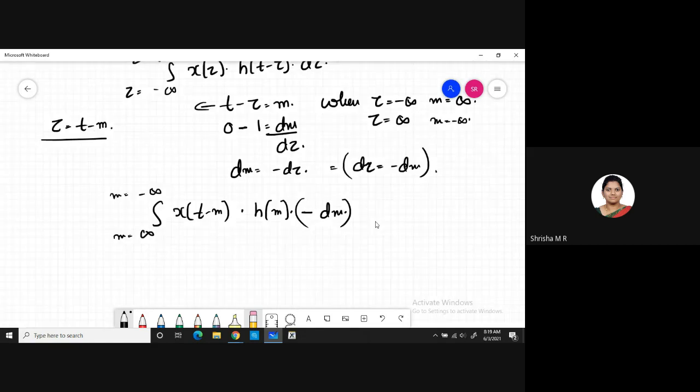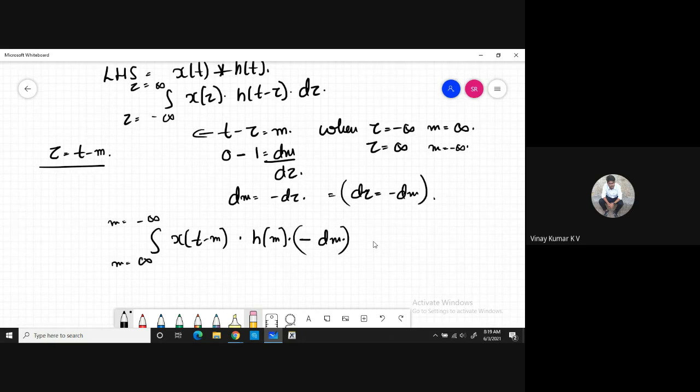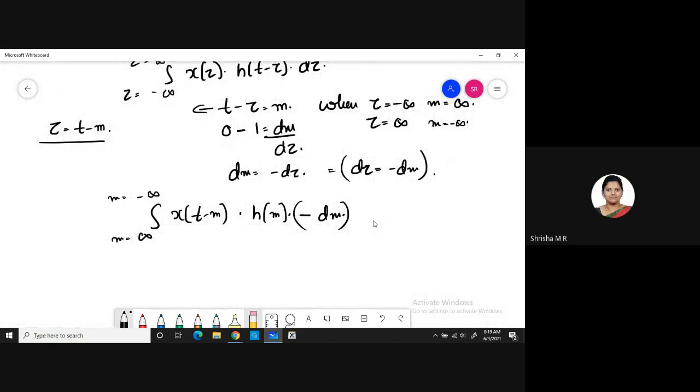Is it clear till here, everyone? Yes, ma'am. Okay. Now I want the limits from minus infinity to infinity. In an integral, if you change the limits, you'll have to have a negative sign, right? So I have integral from minus infinity to infinity x of t minus m into h of m into dm. So this minus and minus will become plus.